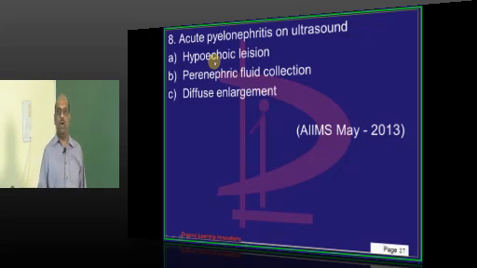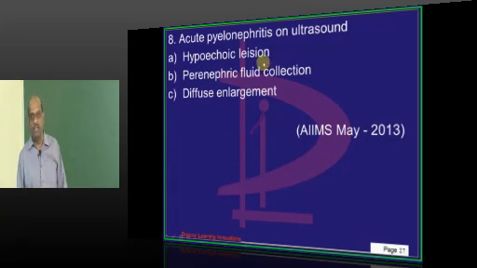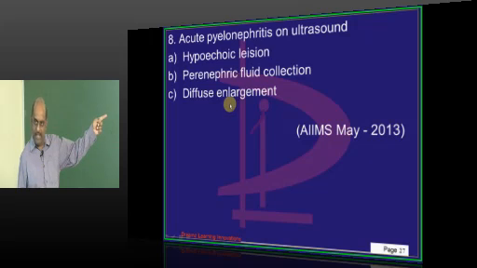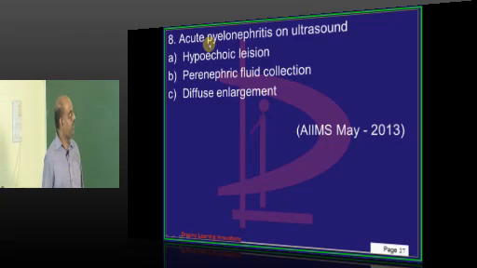Acute pyelonephritis, how do you recognize? Basically, it is the hypoechoic lesions and also enlargement. This enlargement was also there in the options. Actually, it causes both enlargement and hypoechoic lesions, but hypoechoic is more likely to be the answer.